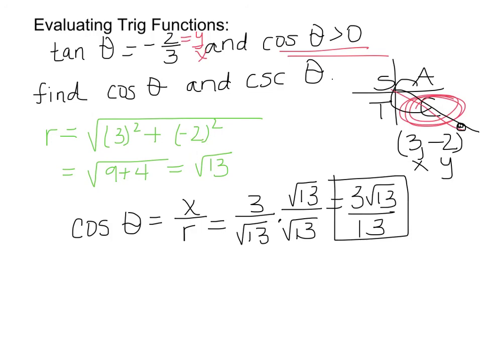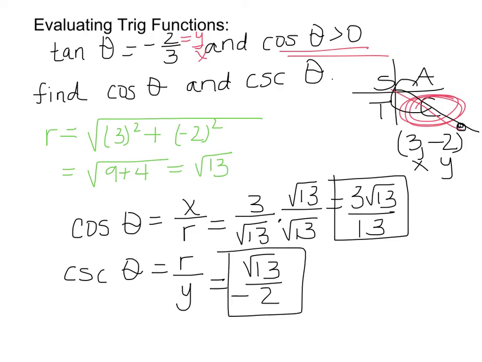They also want us to find cosecant. Well, we know cosecant is the reciprocal of sine, so that'll be r over y. r was the square root of 13, but y is negative 2. So that's cosecant.